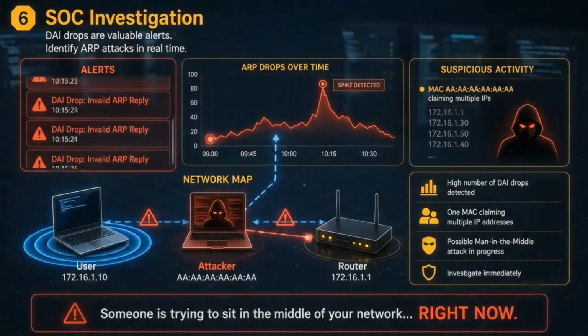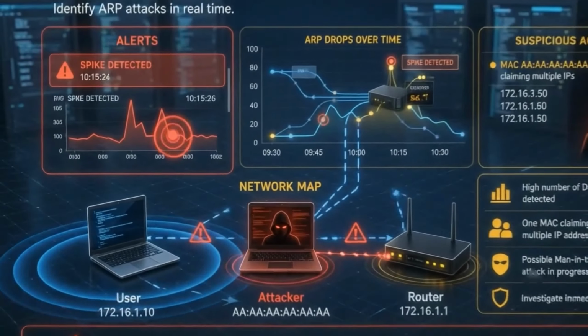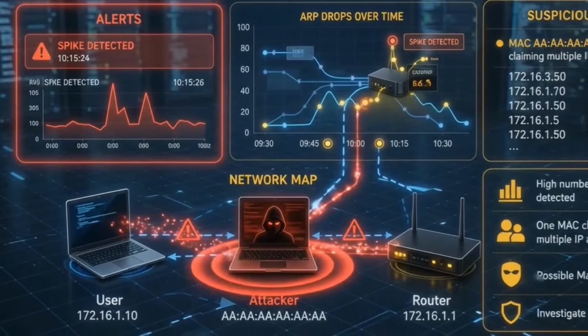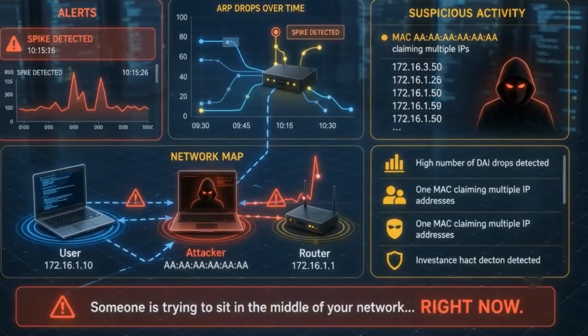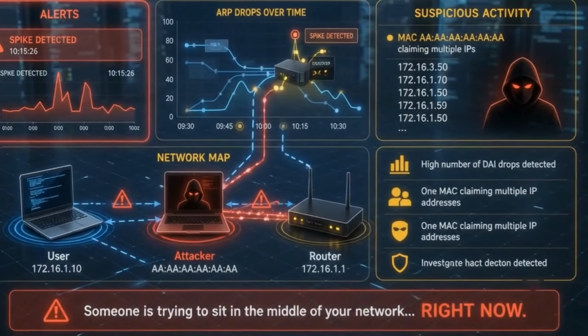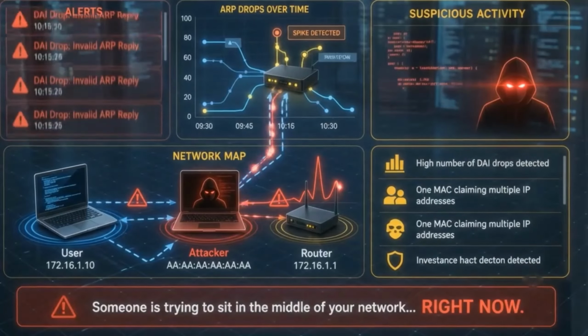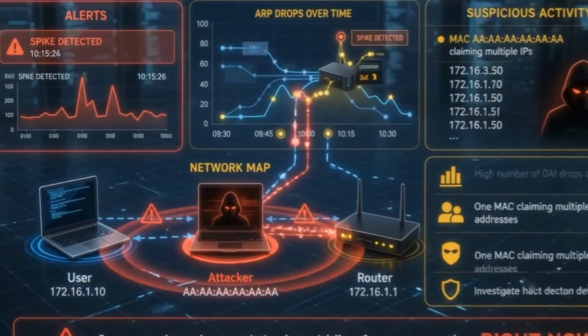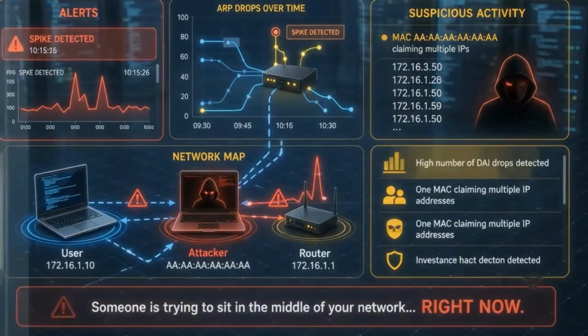For a SOC analyst, these dropped ARP packets are valuable alerts. If you suddenly see many ARP validation failures or one device pretending to own multiple IP addresses, someone may be attempting a man-in-the-middle attack inside the network.